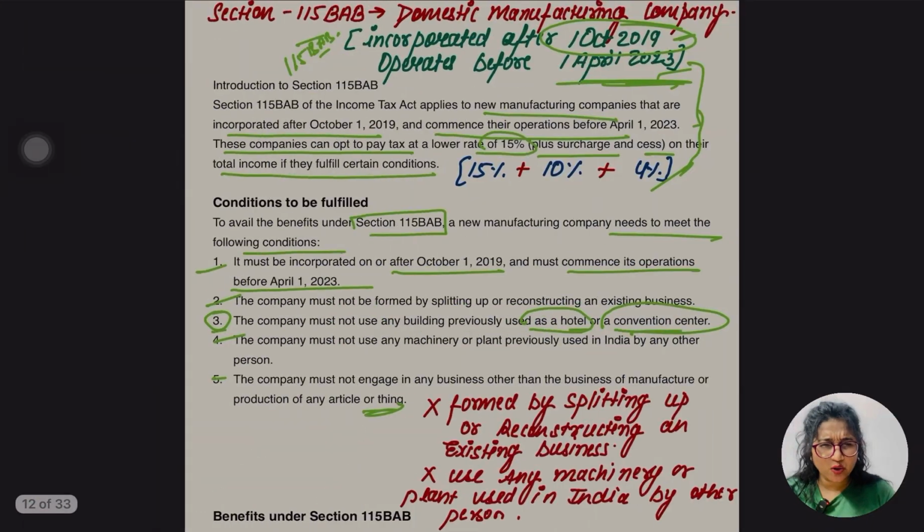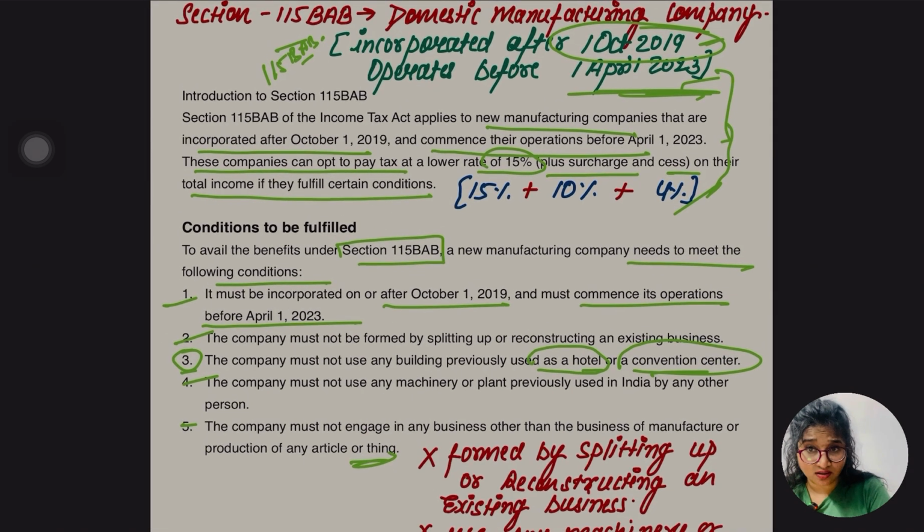So let's do a very quick revision of this section, and let's do the comparison also. What was 115BA saying and what was 115BAB saying? Let's do the comparison of these two. That one was saying 1st March 2016, right? And 115BAB is saying 1st October 2019. It should be incorporated after that, but it should commence operation before the 1st of April 2023.